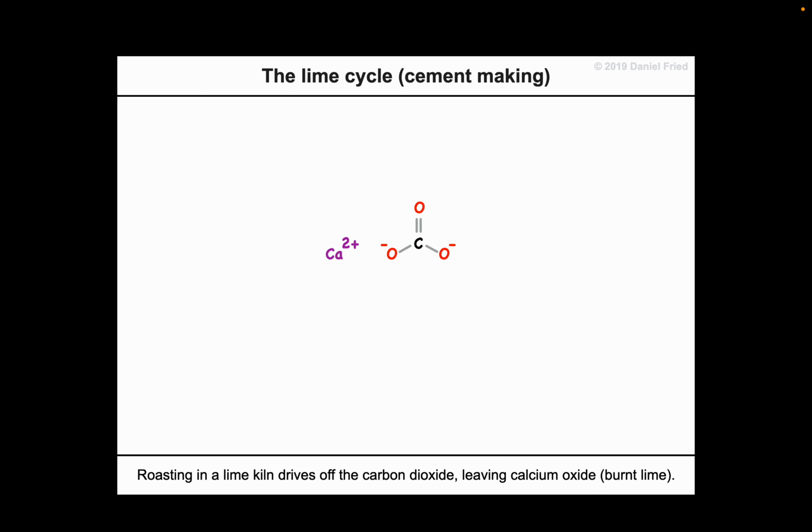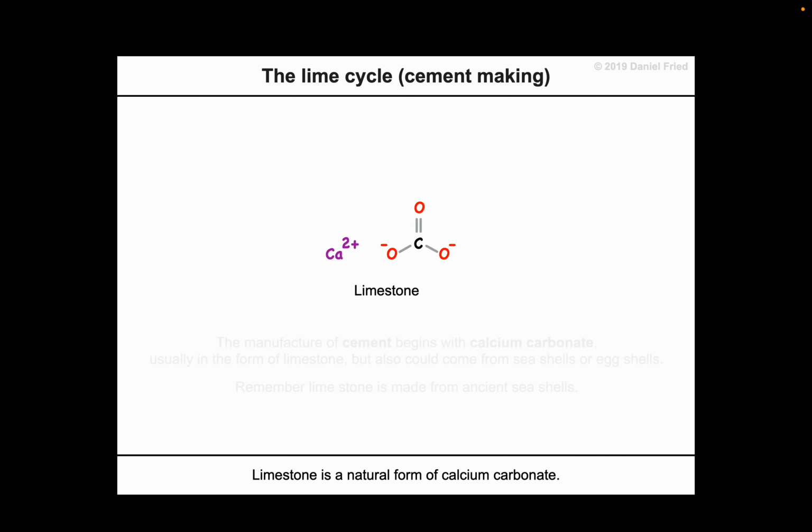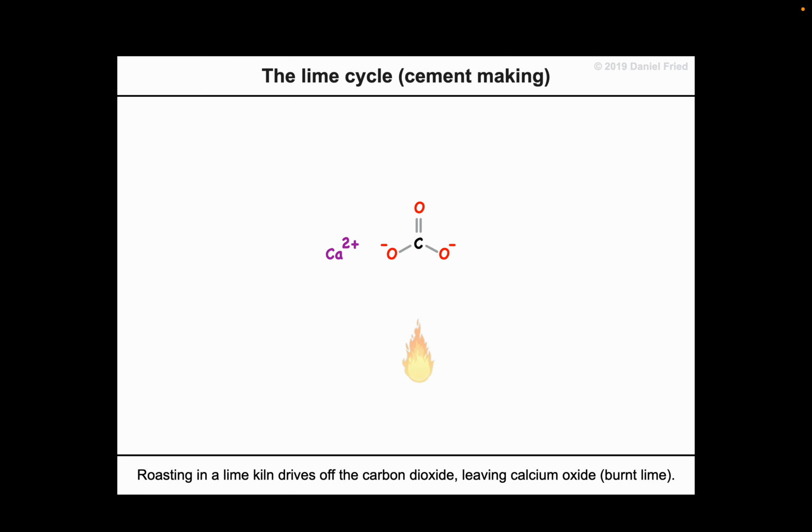When limestone is heated, it drives off carbon dioxide, leaving calcium oxide, burnt lime. Sorry, I accidentally did this. We're going to roast the limestone, remove the CO2, and form calcium oxide, CaO. I hope you remember that. Burnt lime.